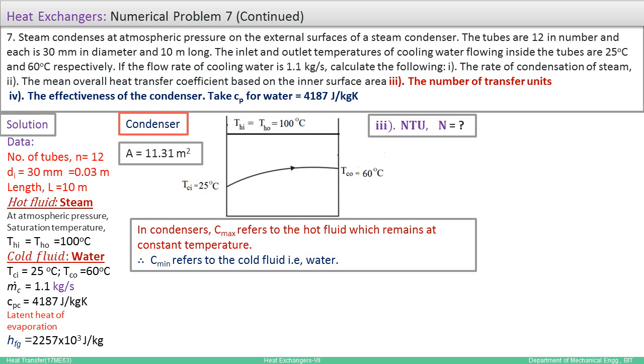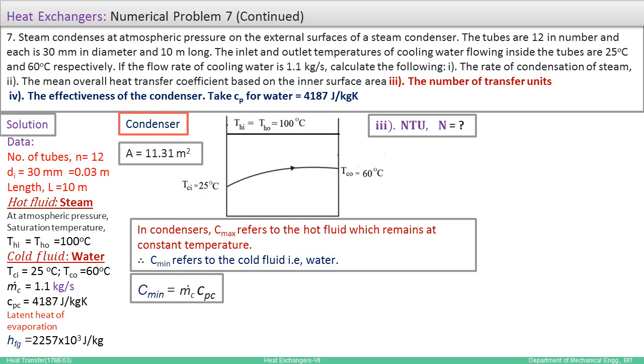Since the temperature variation is there for cold fluid, there won't be any temperature variation for hot fluid in case of condenser. So in order to balance that heat transfer rate, you need to have a maximum value of C as heat capacity in case of condenser. That means hot fluid will have C max, and the C minimum is for cold fluid. So in this case it is for water.